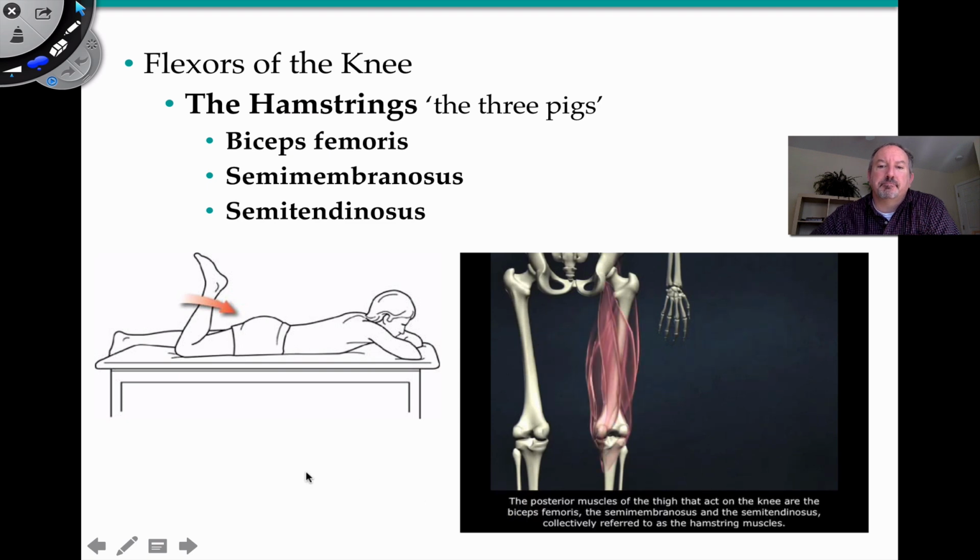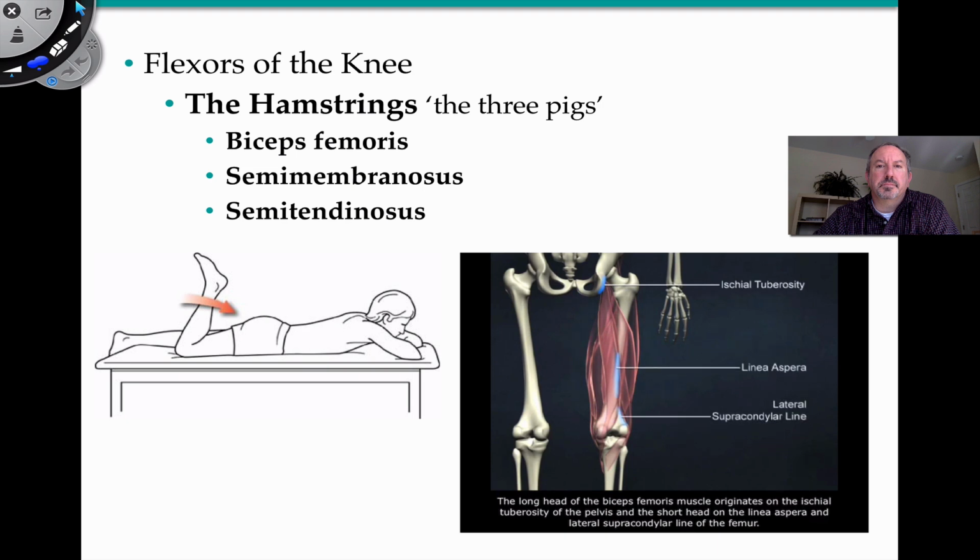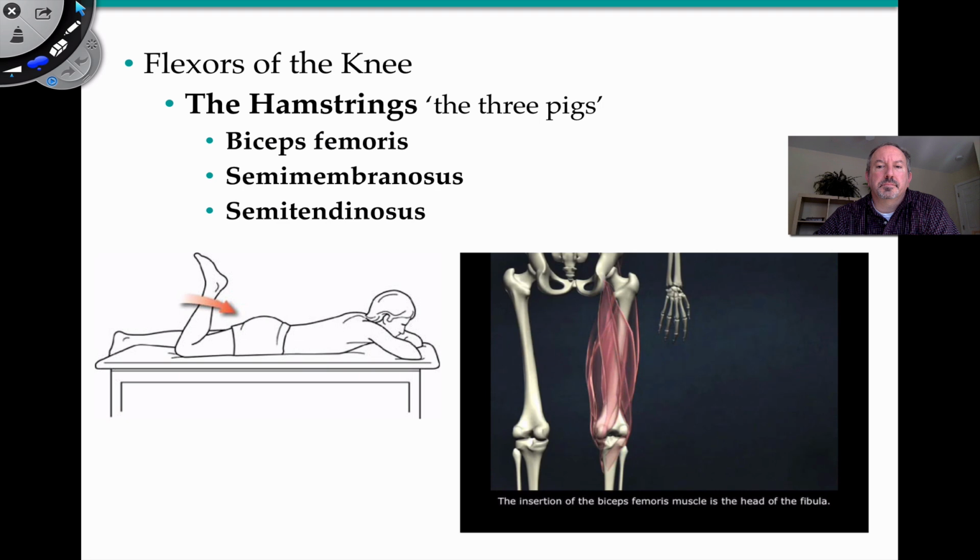The posterior muscles of the thigh that flex the knee are the biceps femoris, the semimembranosus, and the semitendinosus, collectively referred to as the hamstring muscles. Also included as a flexor muscle of the knee is the popliteus muscle. The long head of the biceps femoris muscle originates on the ischial tuberosity of the pelvis, and the short head on the linea aspera and lateral supracondylar line of the femur. The insertion of the biceps femoris muscle is the head of the fibula. The semimembranosus muscle originates on the ischial tuberosity of the pelvis and inserts on the medial condyle of the tibia.